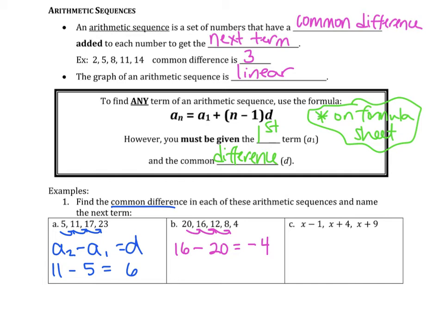Hopefully you see I'm not adding an x at all. My x's are staying just x, but I am adding a positive 5 to get from -1 to 4 and from 4 to 9. So my common difference here is 5.